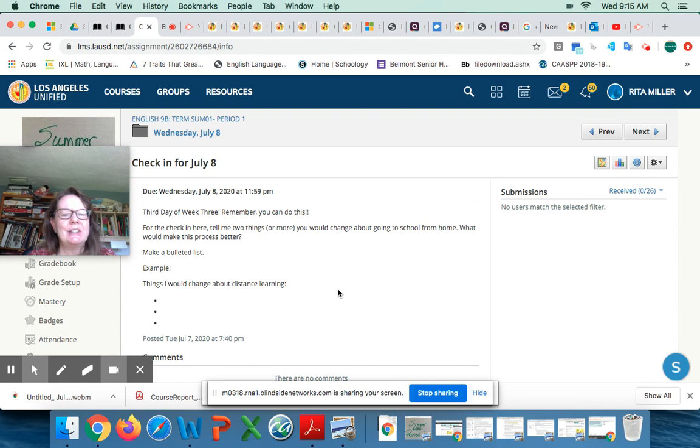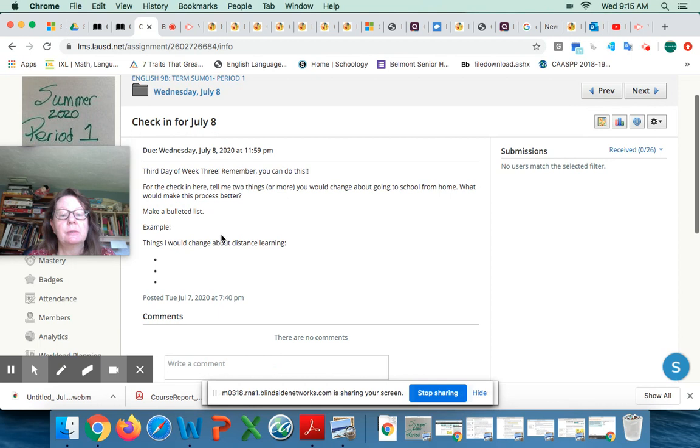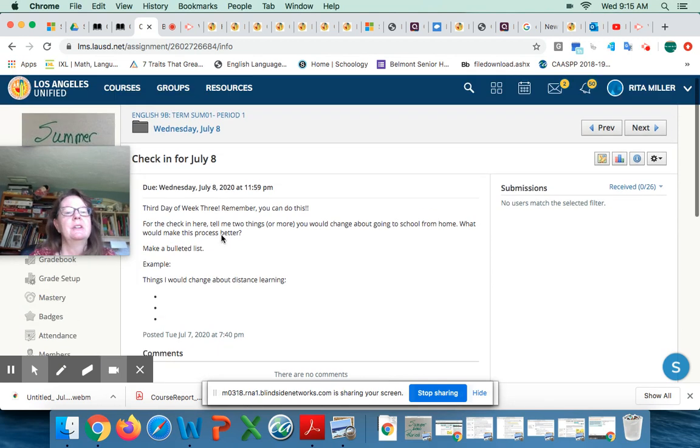For the check-in here, tell me two things or more you would change about going to school from home. What would make this process better? Okay, so here's the example of what it's supposed to look like, and then your bulleted list. Now, you should be able to do a bulleted list in a submission. So all little things that we're learning as we go. So that's the check-in.